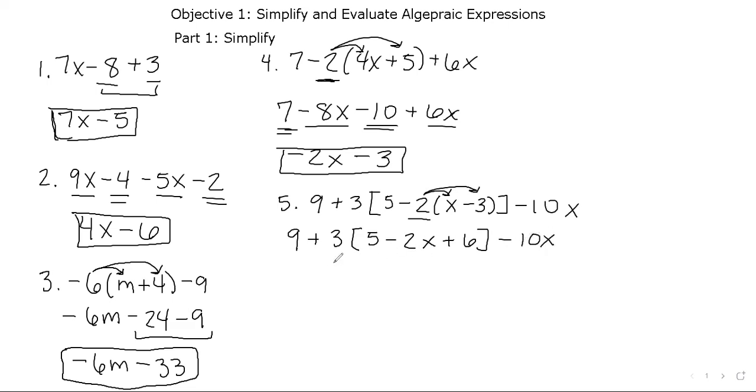Now, we want to distribute this 3, but first, before we do that, we need to simplify inside of these brackets. So we have 5 minus 2x plus 6. This 5 and this 6 are alike, so we can combine those to get 11. So let's rewrite this.